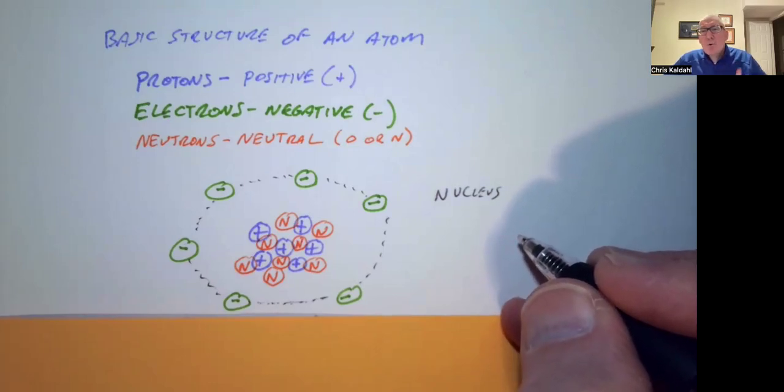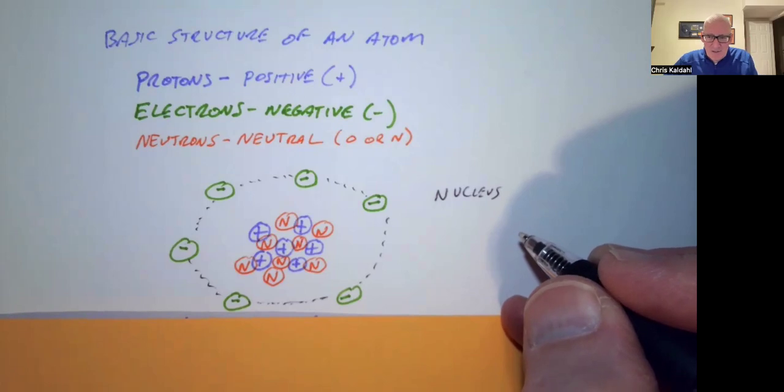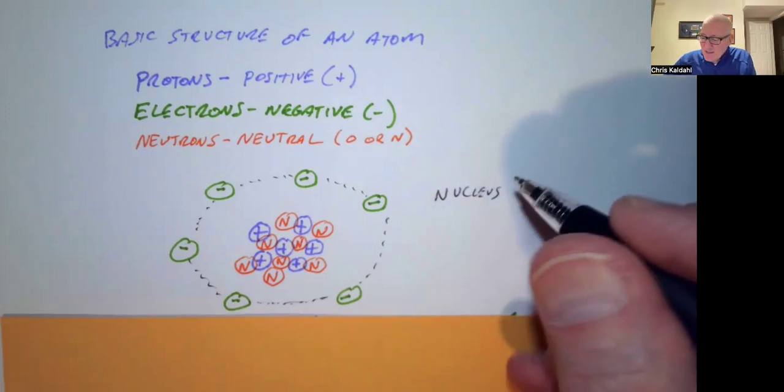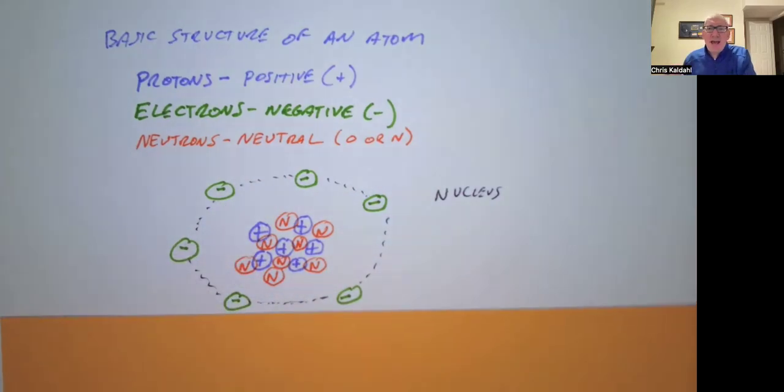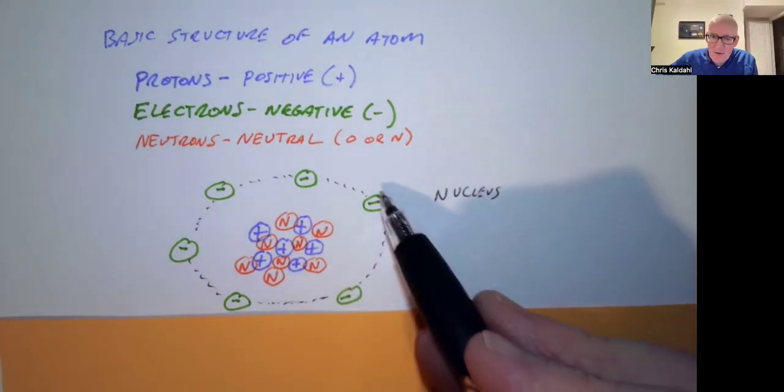But the most important thing for static electricity is the electrons, because the electrons are sort of like the introduction to an atom. When one atom encounters another atom, the first parts of the atoms that are going to touch, that are going to interact with one another, are going to be the electrons. It's like the outermost layer. So that's why these electrons are out here.